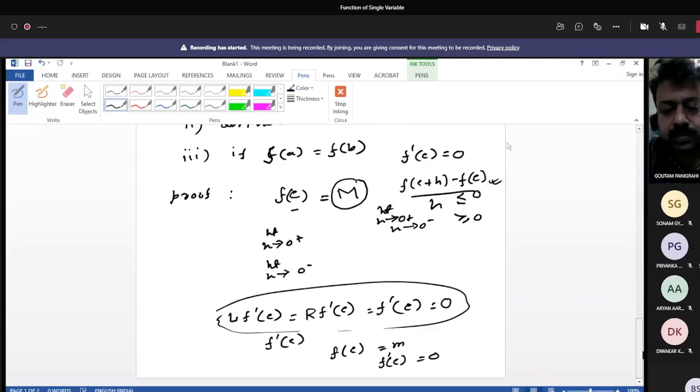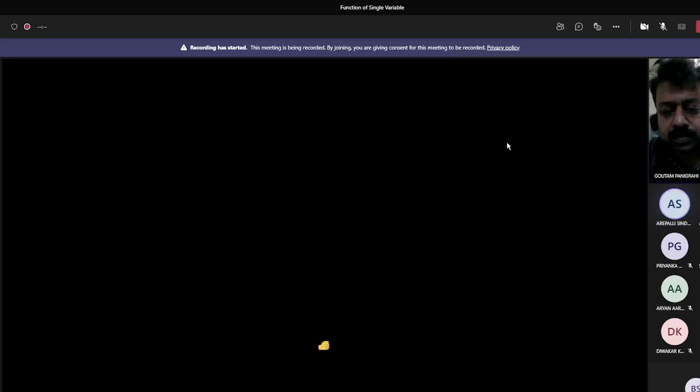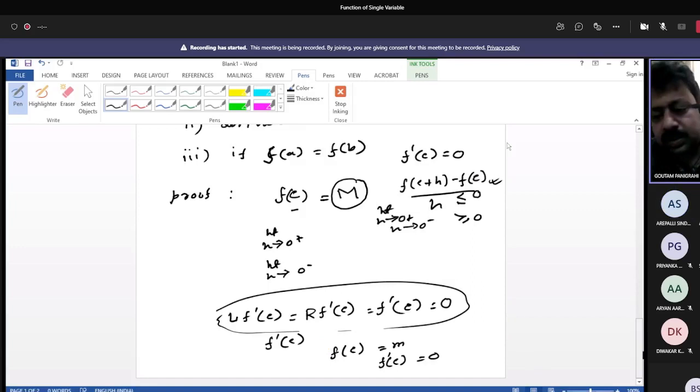Sir, one doubt, sir. Now we are taking f dash of x equals to 0. Can we conclude that f of x is a constant function? Yes, good question. There are three cases. f of x may be a constant, then automatically it will be zero, no?